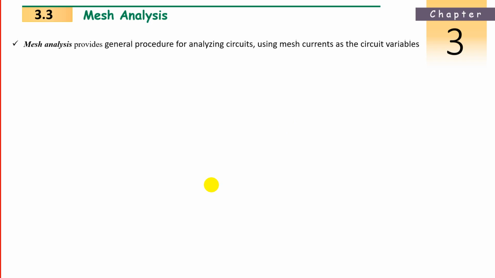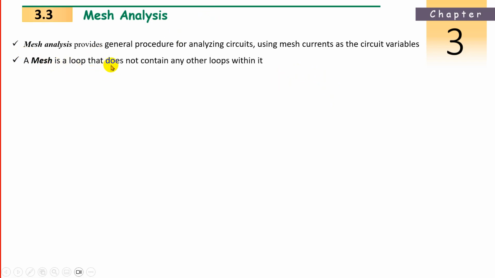Okay, now mesh analysis. As per the previous class, we finished node analysis with the current source. Now mesh analysis is basically with a voltage source. Mesh analysis provides a general procedure for analyzing circuits using mesh currents as the circuit variables. In the previous topic we used node voltages for node analysis; here, in mesh analysis, we need mesh currents. Mesh means loop currents.